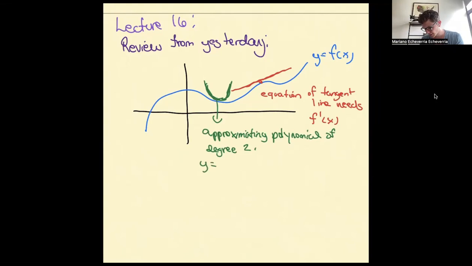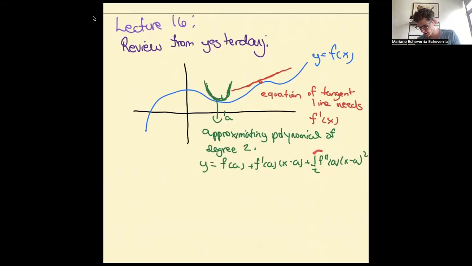If this point is A, the equation was f of A plus f prime of A times x minus A plus 1/2 f double prime of A times x minus A squared. The reason I'm bringing this up again is that the equation for the polynomial of degree 2 that you use to approximate the curve involves the second derivative in addition to the first derivative. The point of the second derivative is to help you find this polynomial.